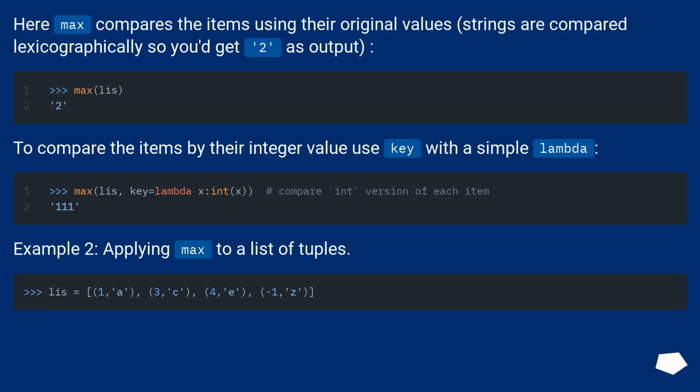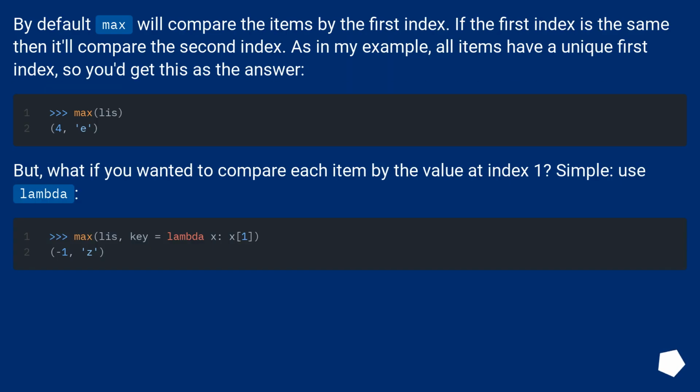Example 2: applying max to a list of tuples. By default, max will compare the items by the first index. If the first index is the same, then it'll compare the second index. As in my example, all items have a unique first index, so you get this as the answer. But what if you wanted to compare each item by the value at index 1? Simple, use lambda.